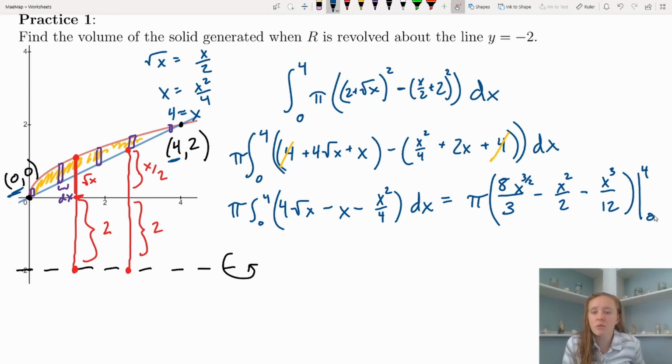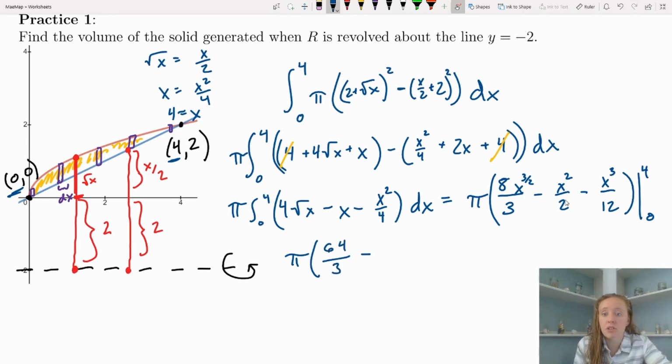Now the nice thing is when I go to plug in 0, I'm going to get 0 for that entire function, so I don't need to worry about subtracting it. All I care about now is when I plug in 4. So I'm going to have pi times plugging in 4. It's going to be easier to do the square root of 4 before cubing it. So the square root of 4 is 2. 2 cubed is 8. So 8 times 8 is going to be 64, and that's over 3.